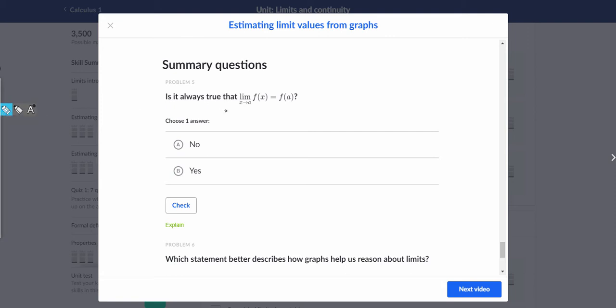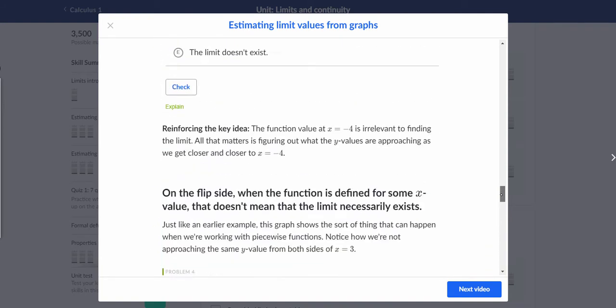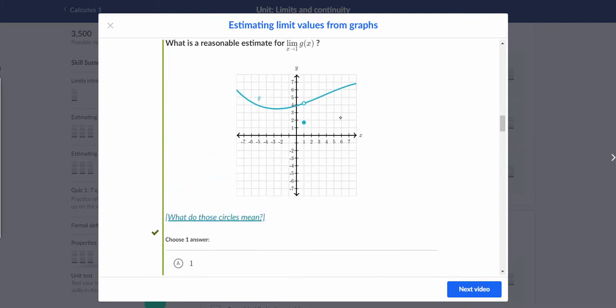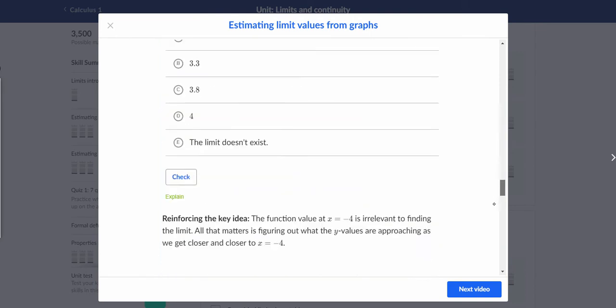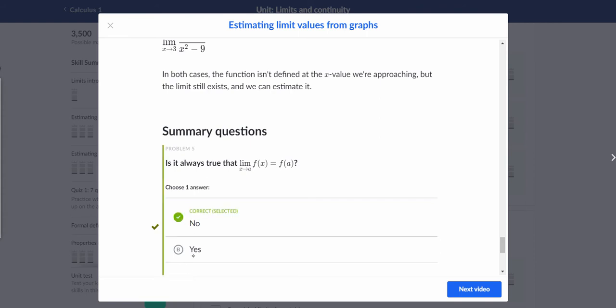It says, is it always true that limit x approaches a of f of x is equal to f of a? Well, no, in this case it's not true, because you can see in the example that we just did over here, in this case the answer when x approaches 1 was 4, but the answer at x equals 1 was 1.8. So it's not always true. So the answer for this one will be no, not always true, and it's correct.